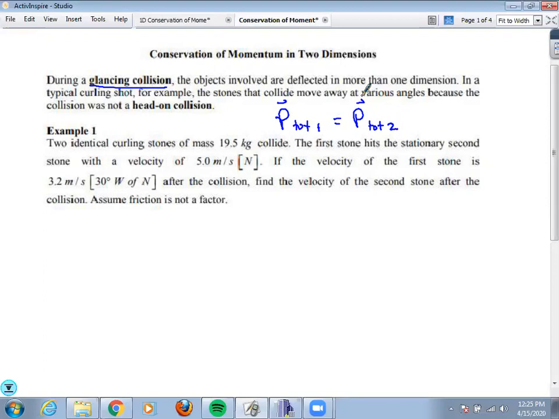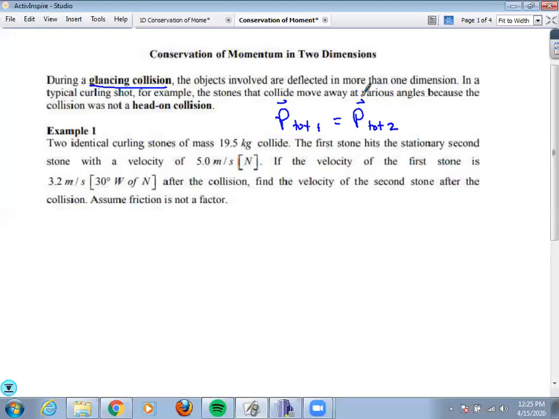However, what is different is that these objects will be moving in 2 dimensions. And so we have to use our techniques for adding 2D vectors. And I would recommend that we do the vector component method. Okay, so we'll take a look here at how this is going to work. We'll read the question carefully and then go from there.